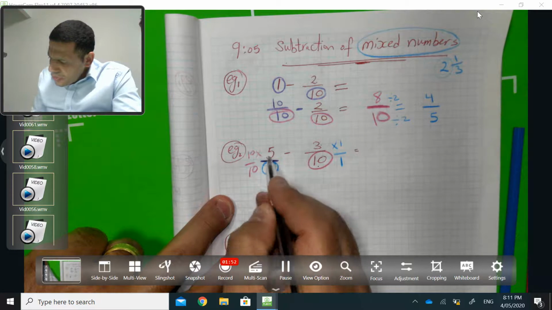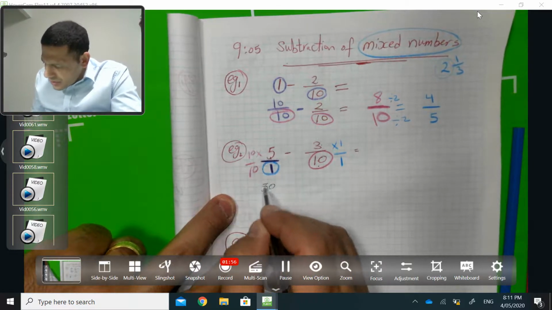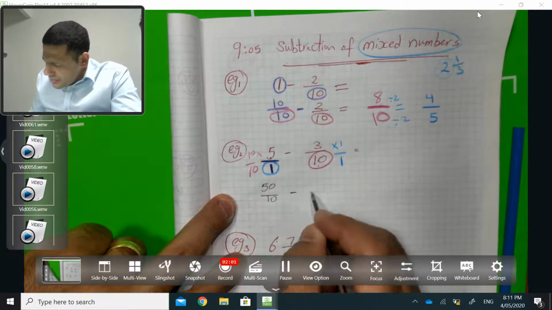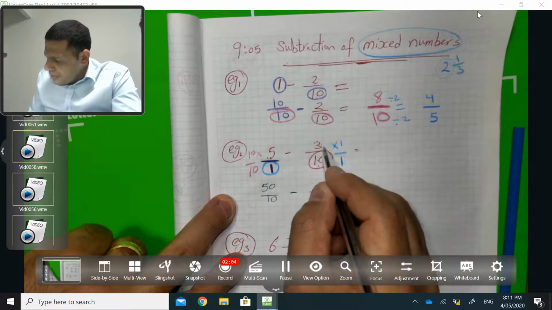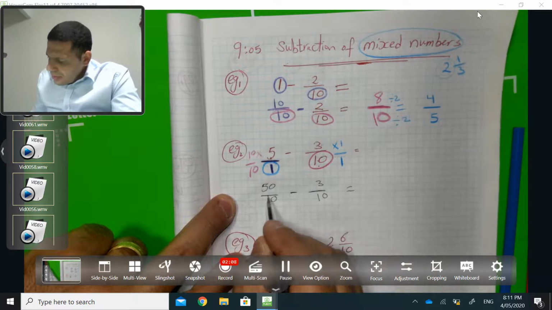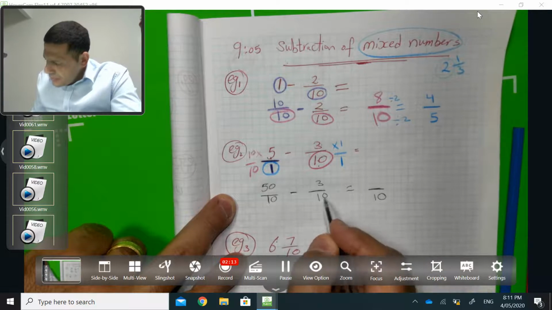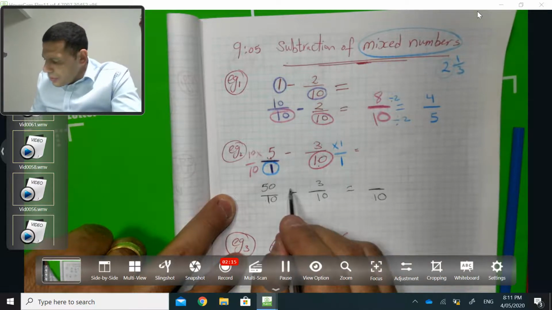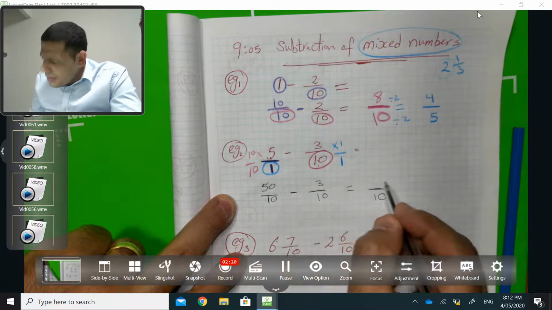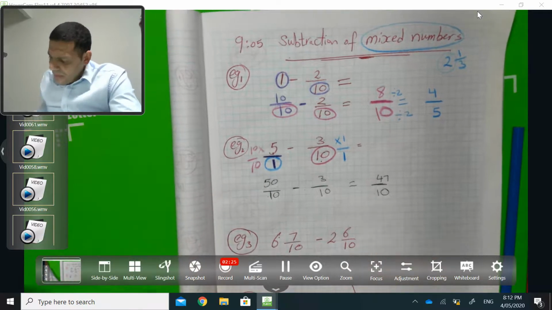Then we write the new fraction. 5 times 10 is 50 over 10 times 1 is 10, and then minus the fraction, 3 times 1 is 3, and 10 times 1 is 10. As you see, we got the same denominator. You write it as it is, 10, and only subtract the numerators. 50 minus 3 is 47, and this is the simplest form of the fraction.